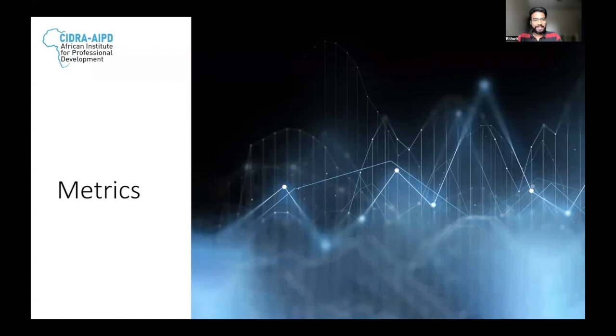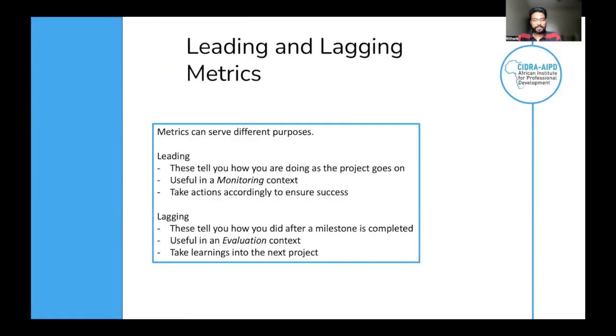Now, different metrics do different things. They serve different purposes. So we'll look at a couple of types of metrics. This is one of these big classifications that you can have: leading and lagging metrics. Leading metrics are the ones that tell you how you're doing. This is more useful in the monitoring context. And then according to what you see, you take actions to ensure your success.